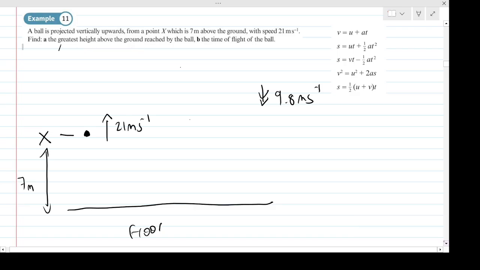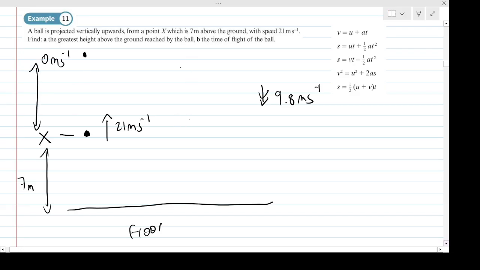So the greatest height. As we discussed at the start, if the ball's been shot up at 21 meters per second, it's going to want to come down because of gravity. It's going to eventually come to a stop in the air. It won't move anymore, so the speed will be 0, and then it will come back down. So it will move up, and then come back down to the floor.